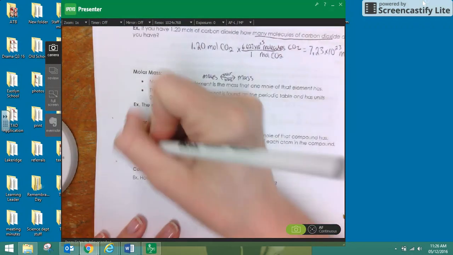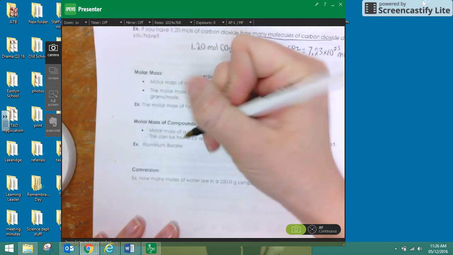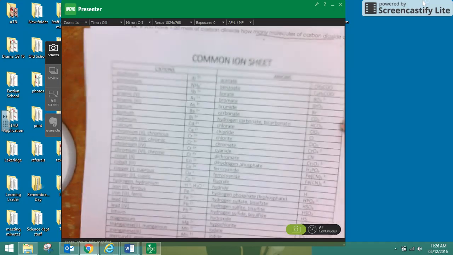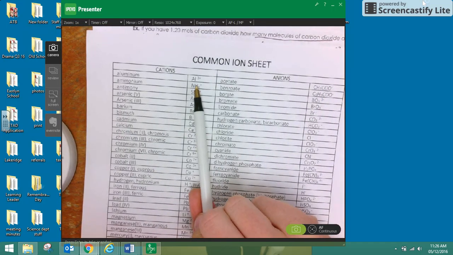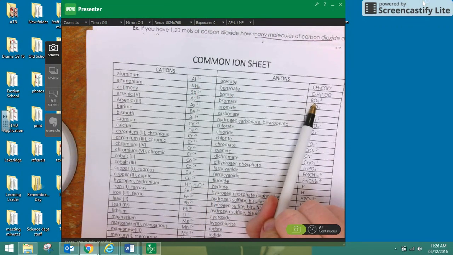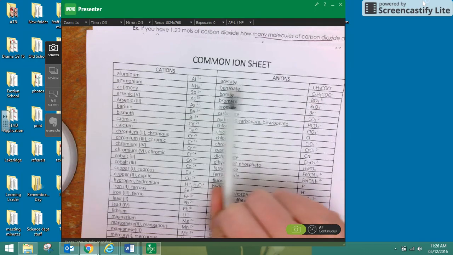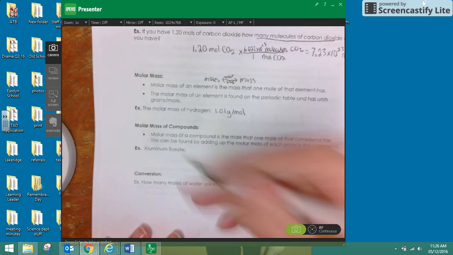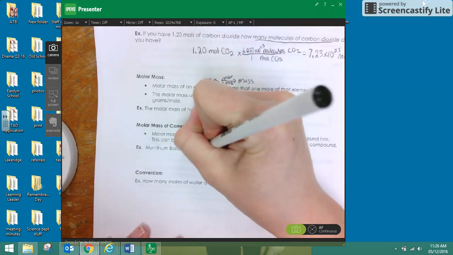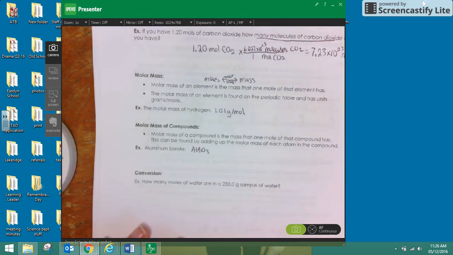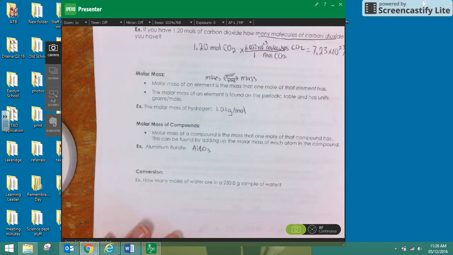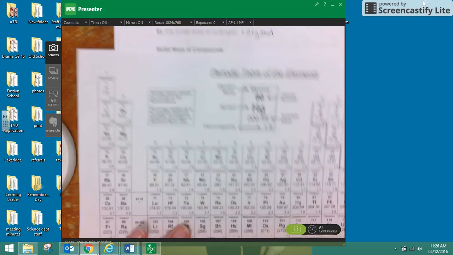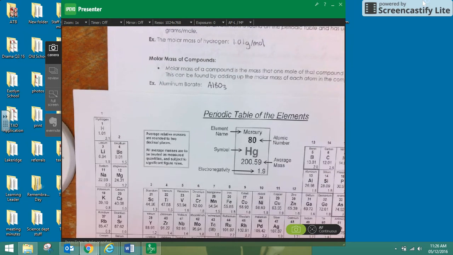When we're trying to find the molar mass of a compound, we first need to know the chemical formula of the compound. So aluminum borate is an ionic compound, so you should be looking on your common ion sheet to determine the chemical formula. Aluminum is Al3+, borate is BO3 3-. Since aluminum has a charge of 3+ and borate has a charge of 3-, they go together in a 1-to-1 ratio. So the chemical formula is AlBO3.